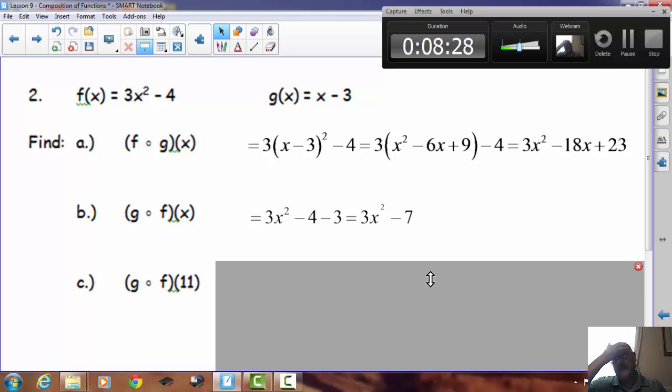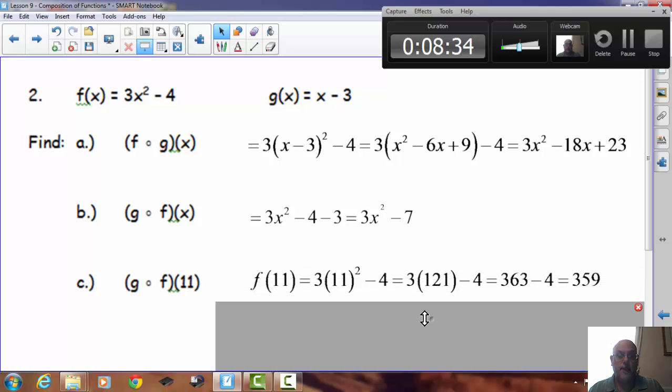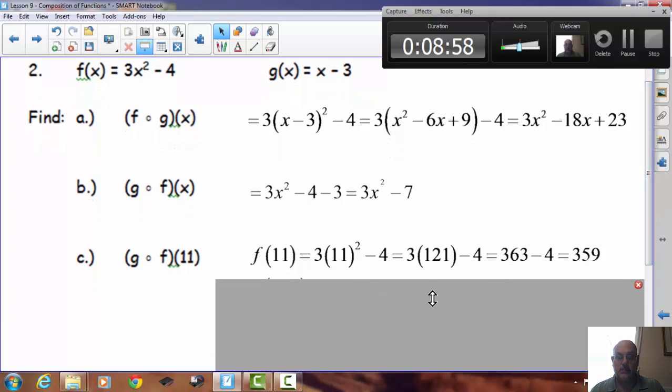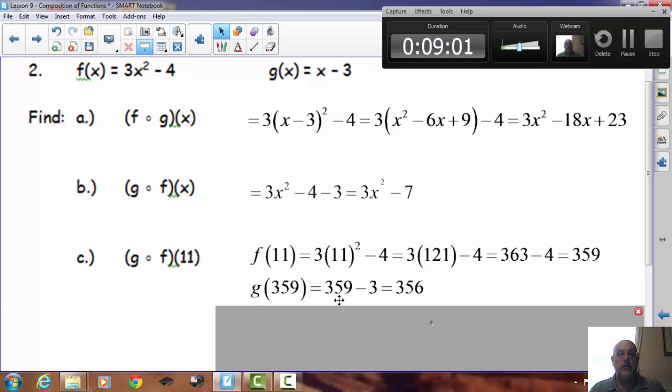For the last one, we have g following f of 11. So we have to evaluate f of 11 first. So 3x squared minus 4. 3 times 11 squared minus 4. 11 squared is 121. So 3 times 121 minus 4. So you have 363 minus 4, or 359. That's f of 11. Now we have to evaluate g of 359. So in place of the x, I put 359. So we have 359 minus 3 is 356. So g following f of 11 is 356.